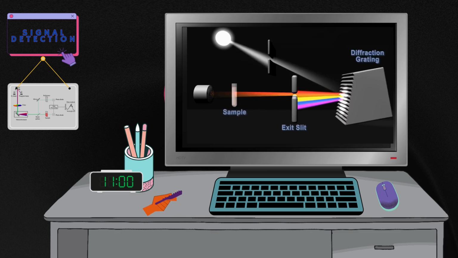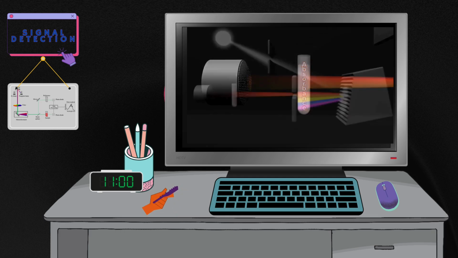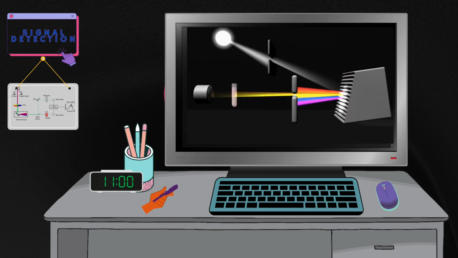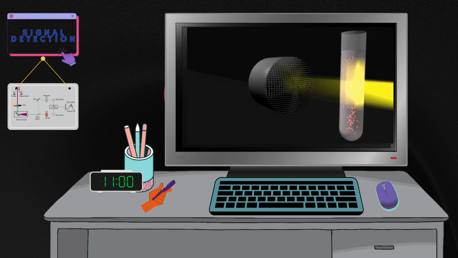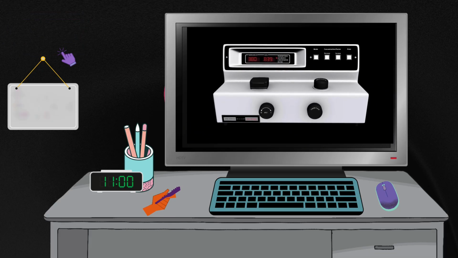Then, the light passes through the sample. The detector will then measure the transmittance and absorbance of the sample. The transmittance is the amount of light that passes completely through the sample and strikes the detector. The absorbance is the measurement of light that is absorbed by the sample. The detector senses the light transmitted through the sample and converts the information into a digital display.